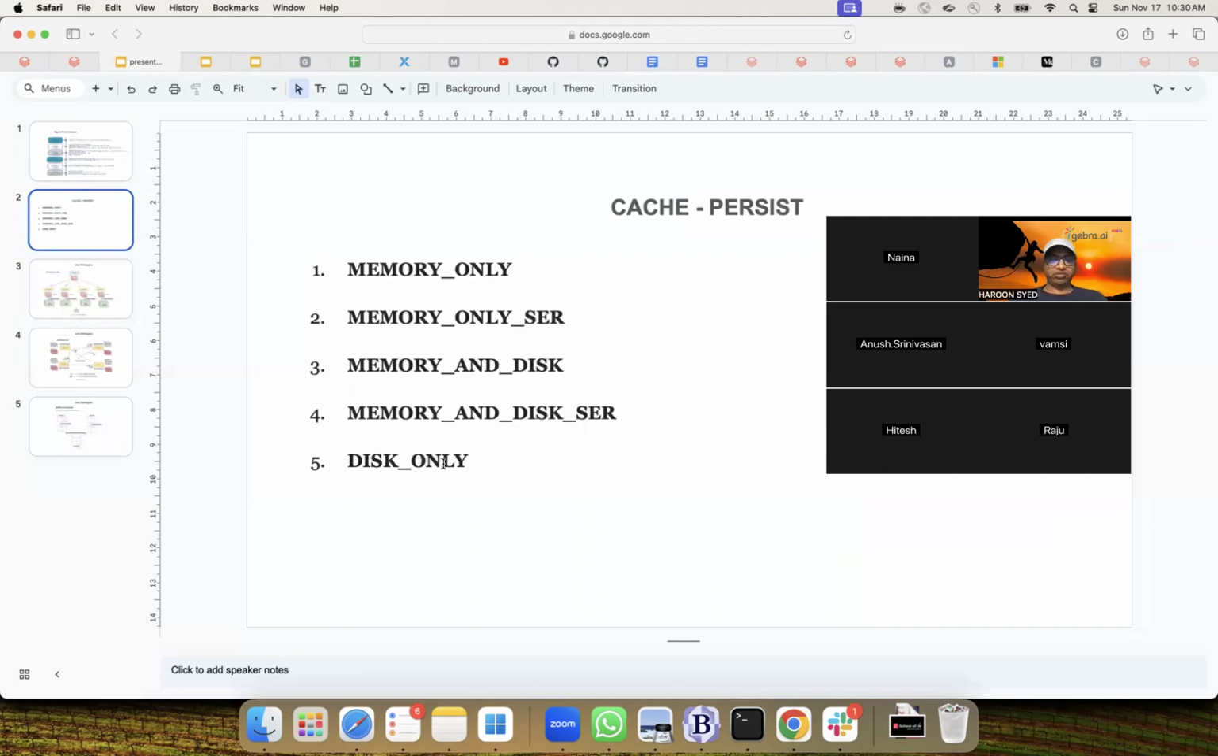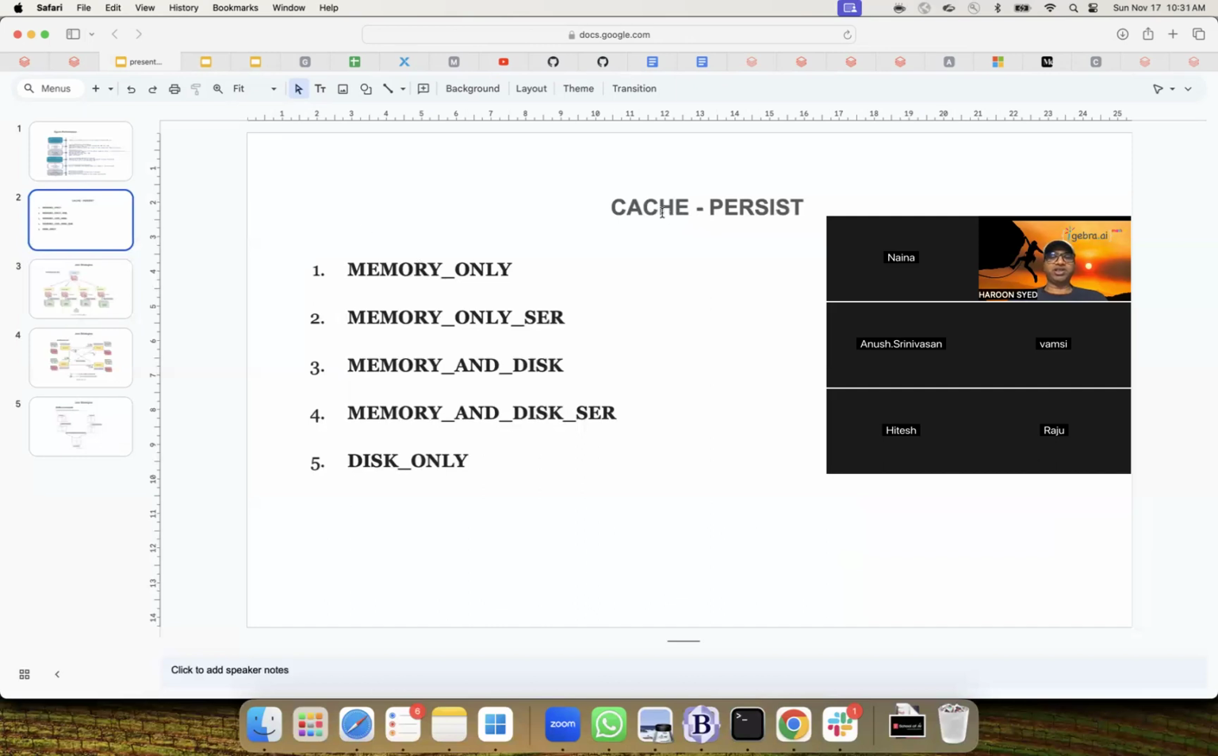Disk only is simple. You are just taking the entire DF2 and storing it on a disk so that every time you go to the disk and read it, not in memory. In the disk, you will have a lot of space available, but then IO will be there when you are reading and writing back to the disk. So these are the different options available when you do cache and persist.